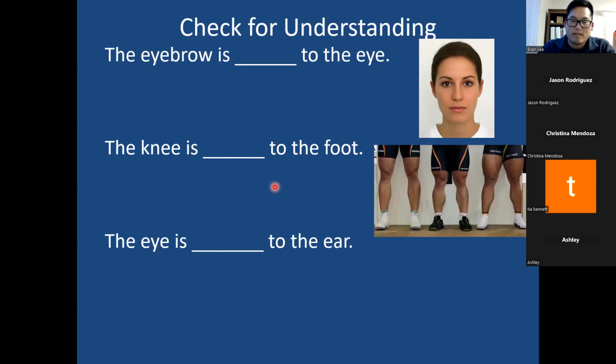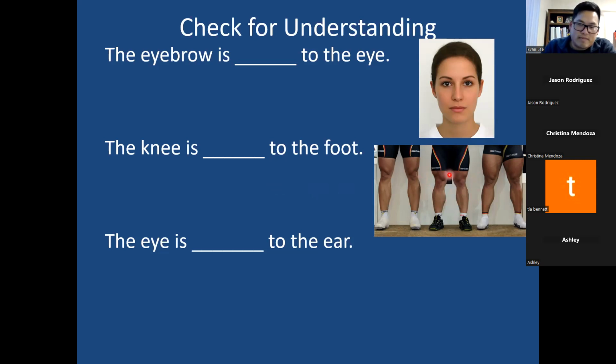Now, what about the knee is blank to the foot? And I'll give you a hint. This is on your lower extremity. So what term do you want to use here? If it's on your lower extremity, your knee is blank to the foot. Proximal, perfect. So the knee is proximal to the foot because it is higher up on the extremity.